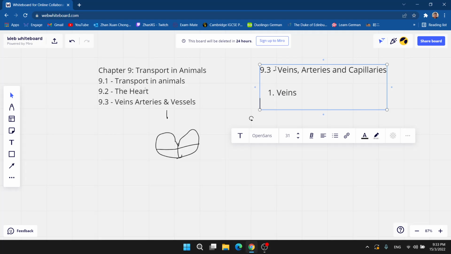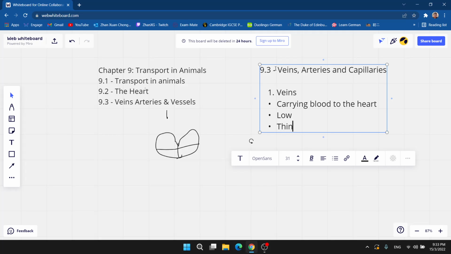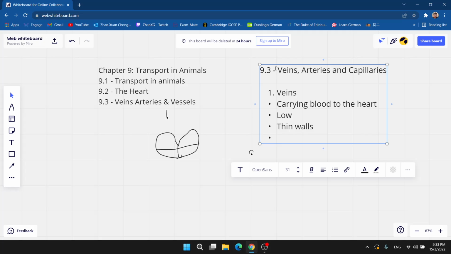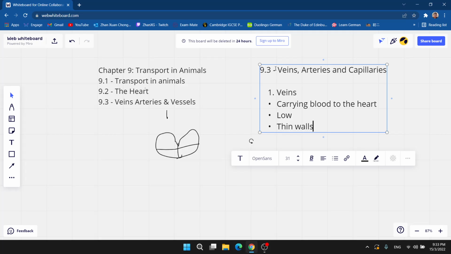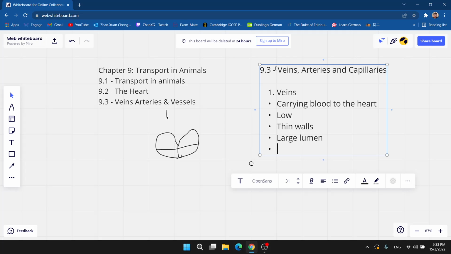Next one will be veins. These are the ones carrying blood to the heart. The pressure is low, it has thin walls, and the thickness is also really thin, but the diameter has a large lumen. And there are semilunar valves. These are just the differences.